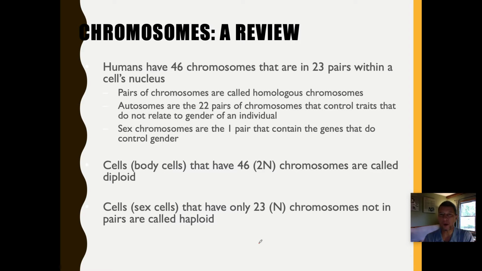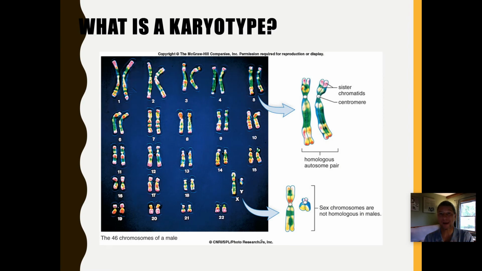However, you do have specialized cells in your gonads, your testes or your ovaries, which are called haploid cells. The reason for this is that they only have 23 chromosomes, one N or just N chromosomes. And those are your sex cells. Those are the chromosomes that you'll pass on to your children.